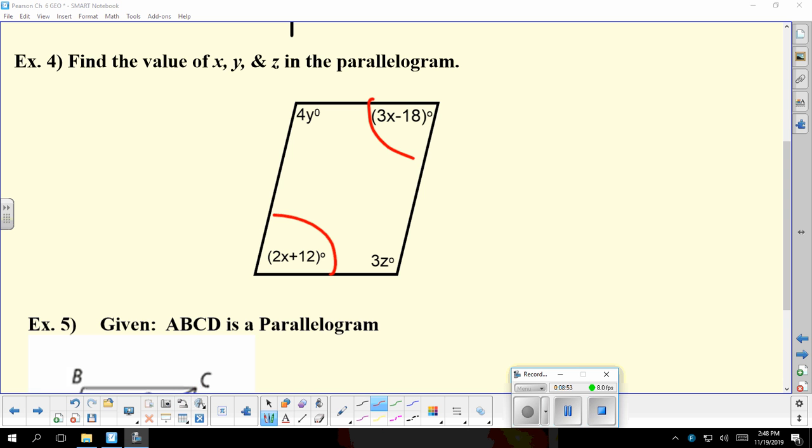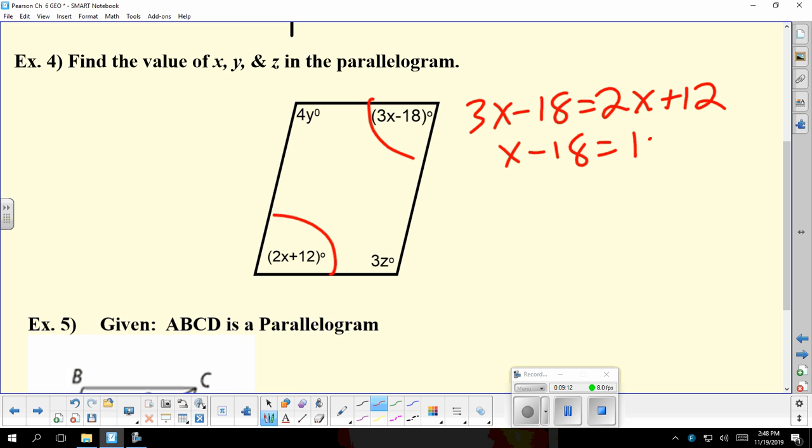So we're going to set these opposite angles congruent to each other. 3x minus 18 equals 2x plus 12. Subtract 2x from both sides. I get x minus 18 equals 12. Add 18 to both sides. I get x equals 30.